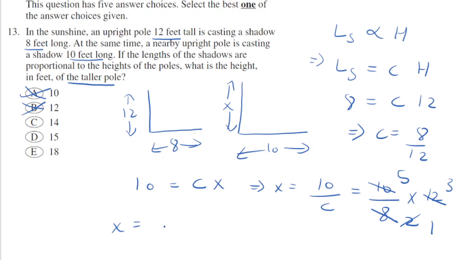So x is 5 into 3, 15 feet tall, and the answer is option D.